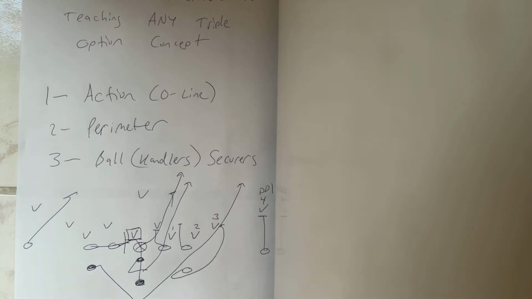Okay, now, the perimeter. The receiver's got to know who the deep defender is. Well, the deep defender is the strong safety. If there's no strong safety, it's the off corner.